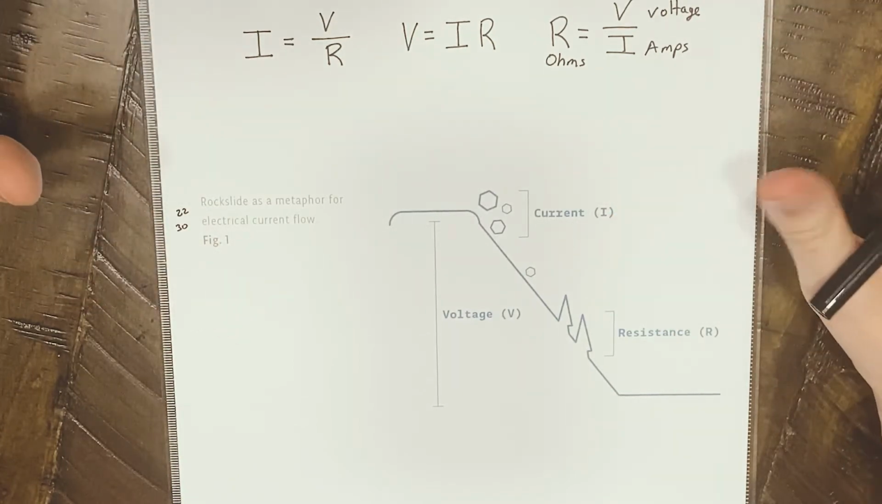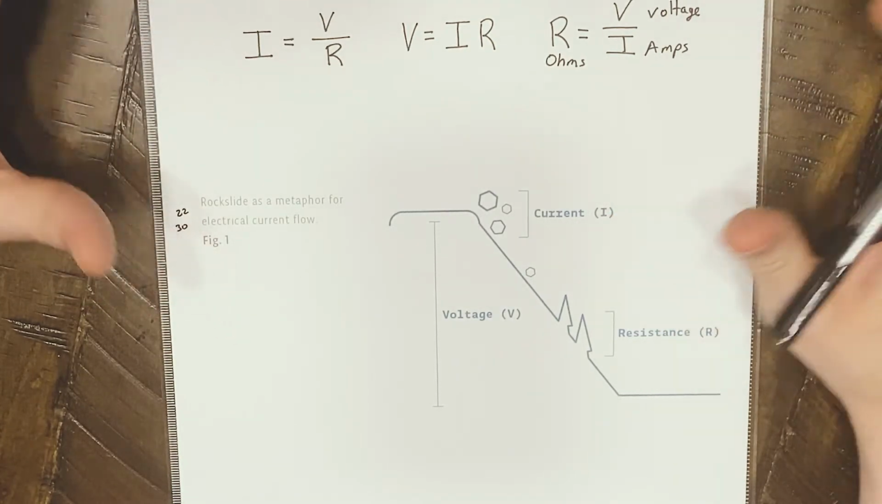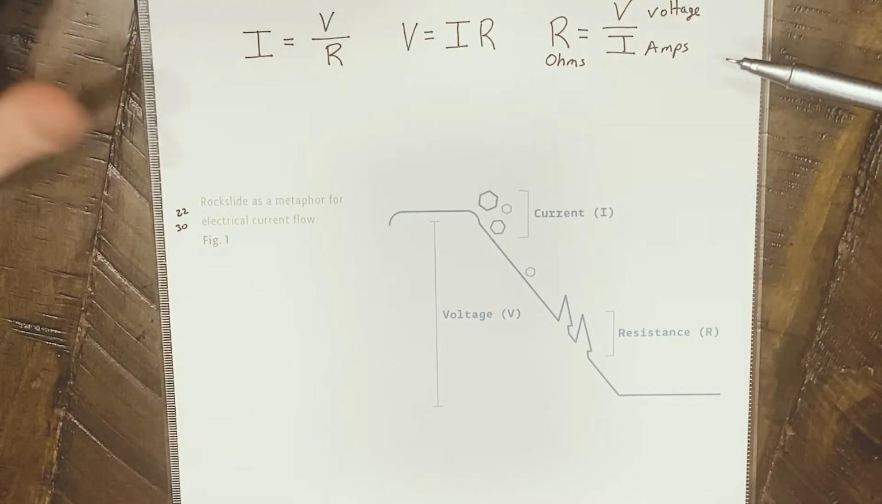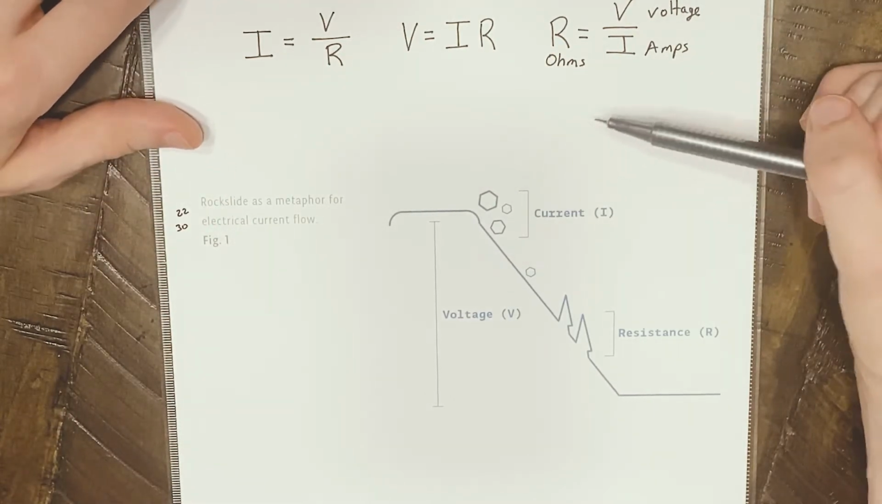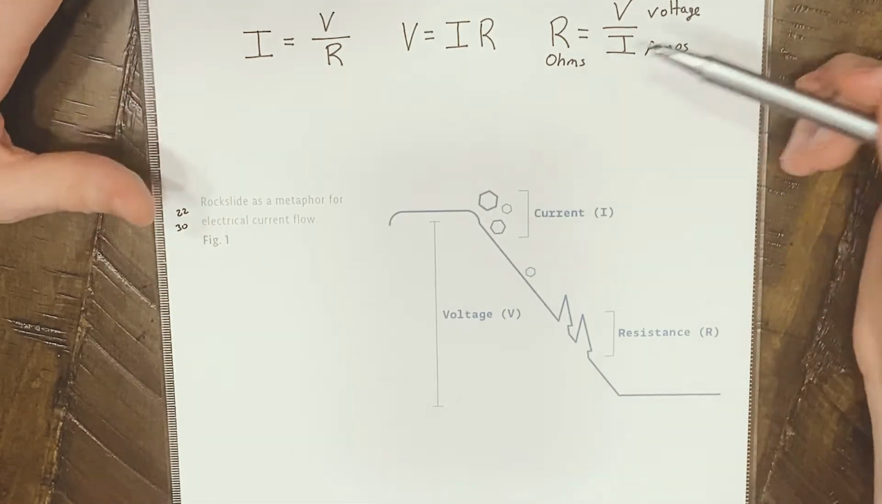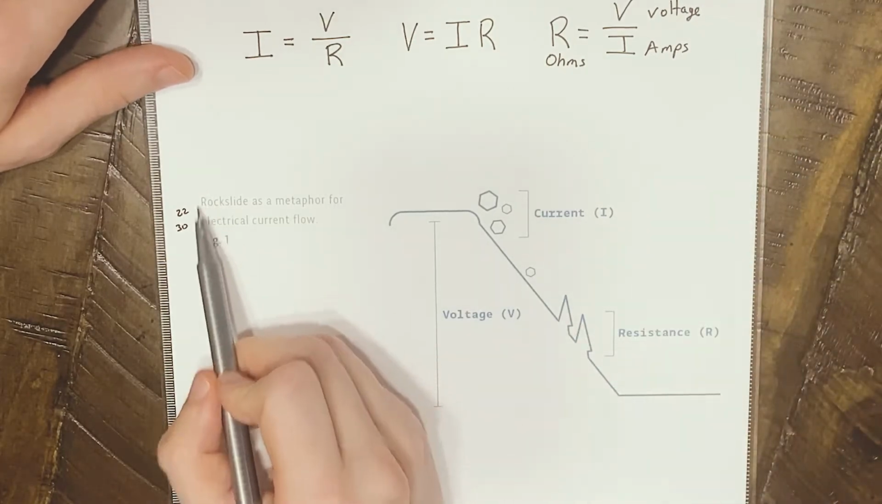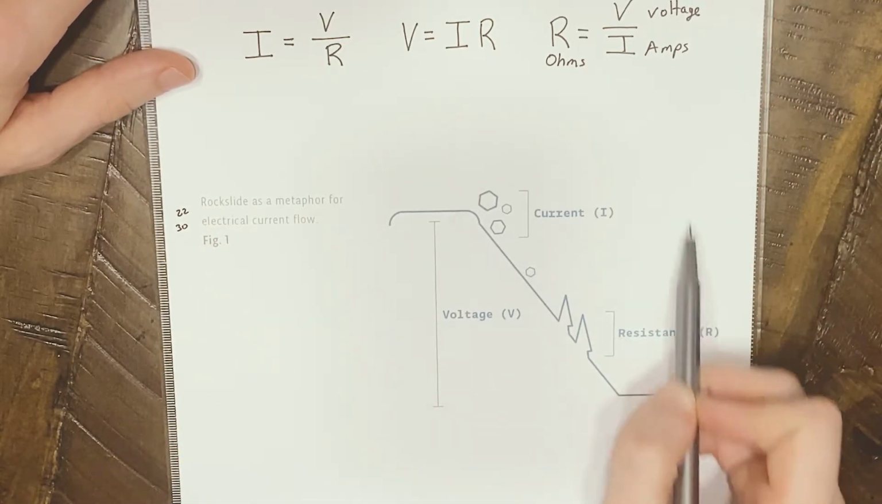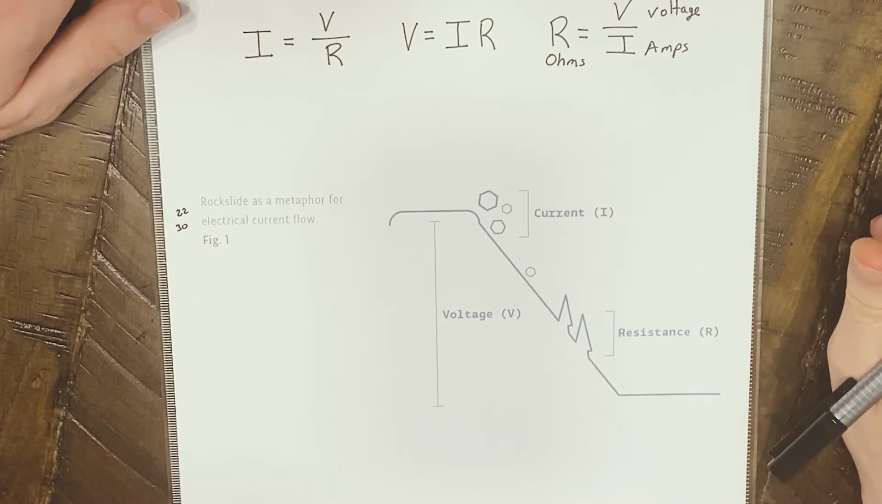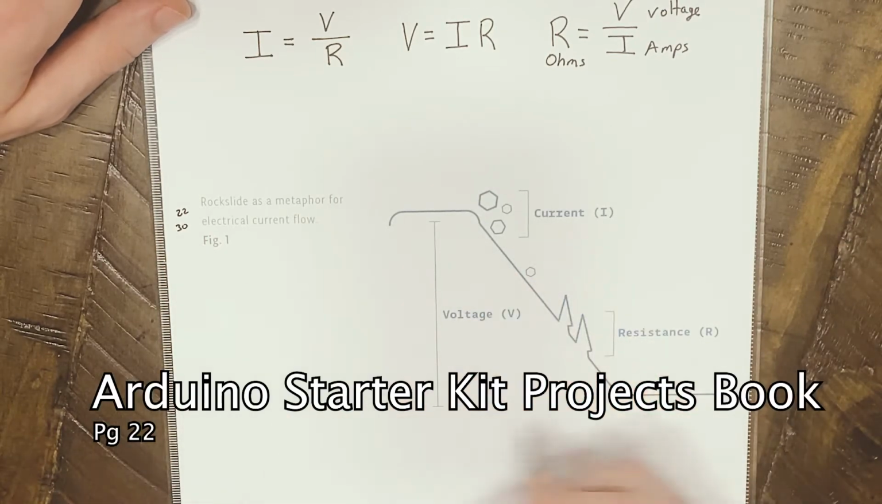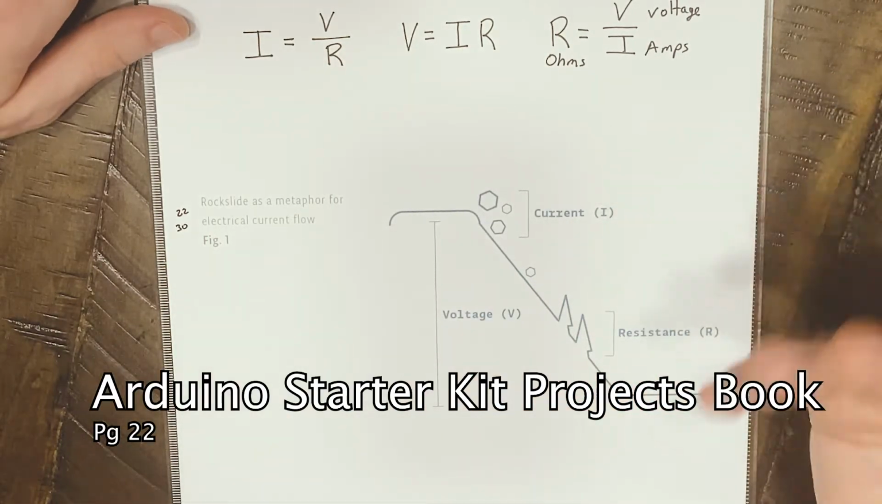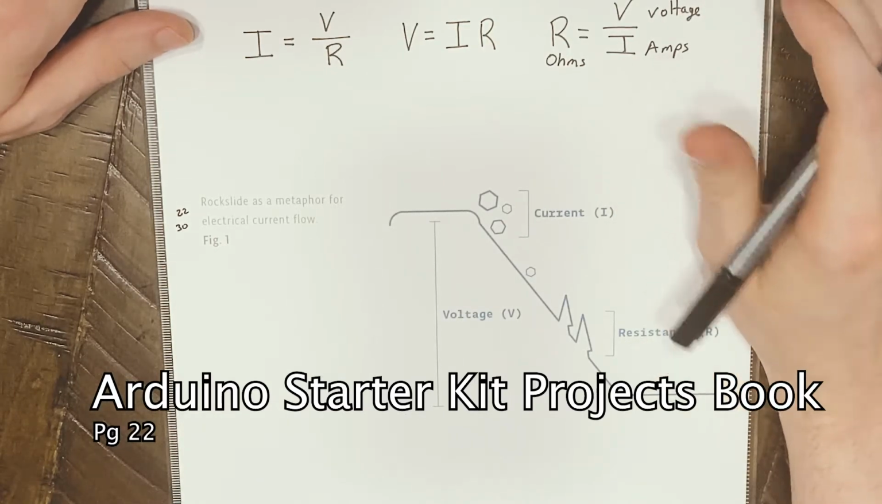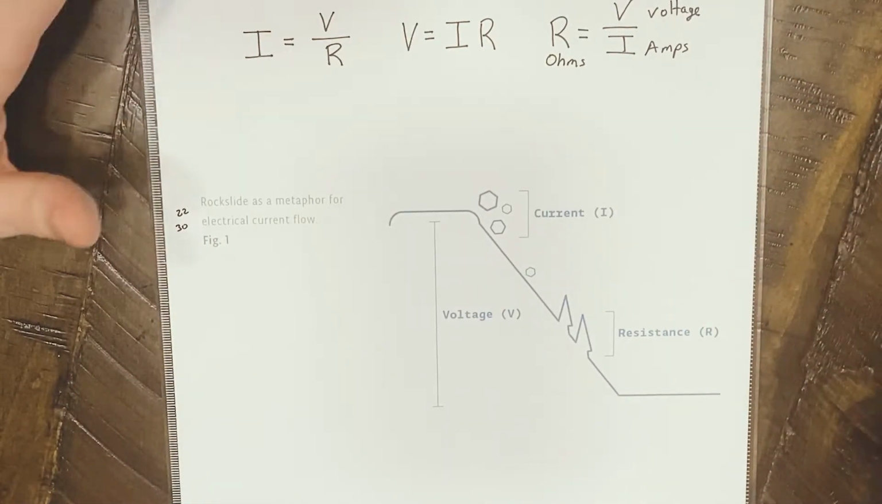So, what does this matter? What does this really mean in terms of circuits? Well, to understand that, we first need to back up and understand what electricity even is. And I've actually printed off an excerpt from the Arduino Starter Kit Projects book. This is on page 22 of the current version relative to when this video is published. And it had a really good example in it.